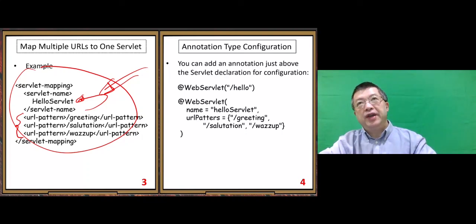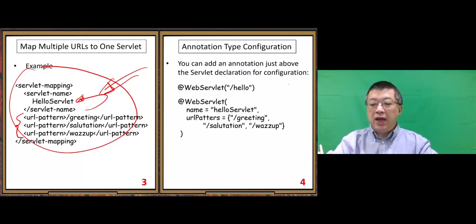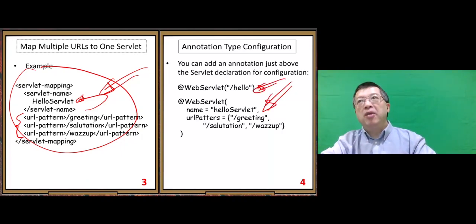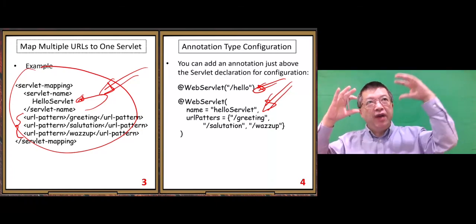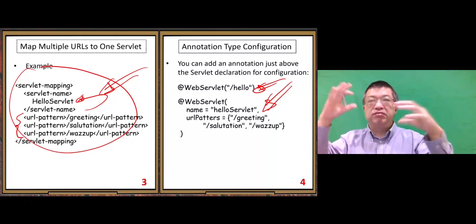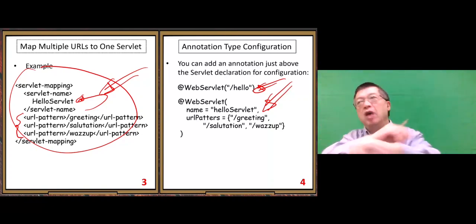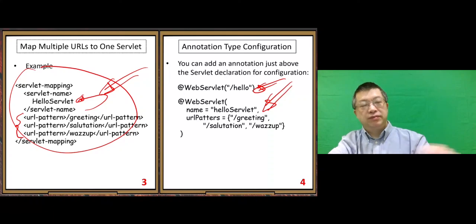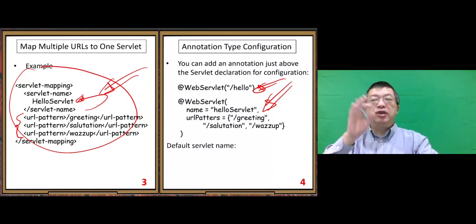So that's why most Java programmers like this annotation-way configuration. Later we will compare these 2 ways, advantages and disadvantages. That is an important topic. Compare the web.xml way configuration and the annotation way configuration. All right. Then default servlet name.